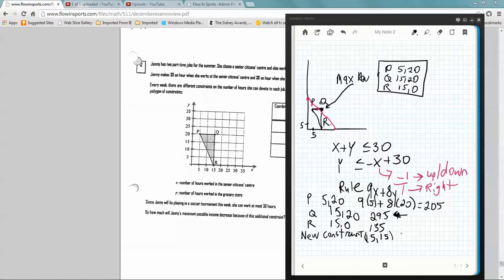So plug it in again. You see, you have fun doing it once, twice, 3 times. Here we're really having 4 times the fun. And again, just to clarify, based on this rule, 9 times x plus 8 times y, 9 times 15 plus 8 times 15, you get 255.